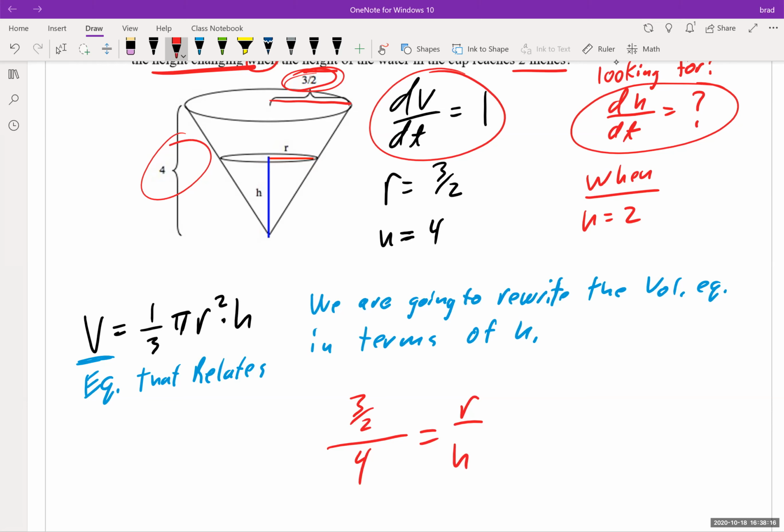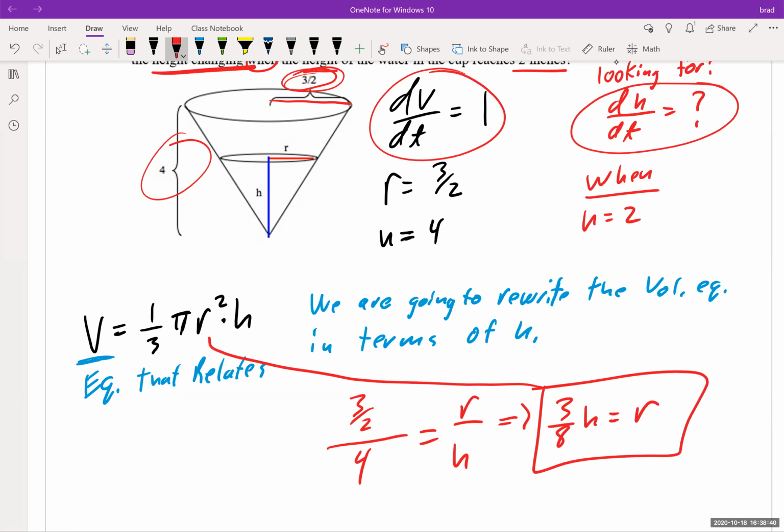Now, I set it up nicely like this. Remember, proportions can be rewritten in multiple ways, but since R is the variable that I'm going to be solving for, it's in the numerator already, so it's kind of nice. So then this is going to become, let me see, 3/2 divided by 4 is really 3/8, right? Times H, and that equals R. Okay, so I now know R. So what I can do is take this and plug it right in there for R.